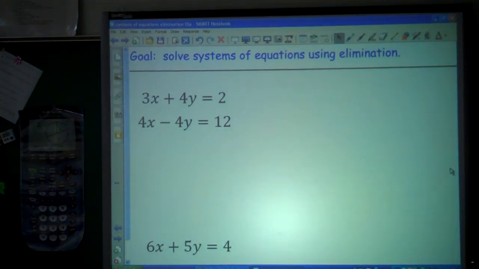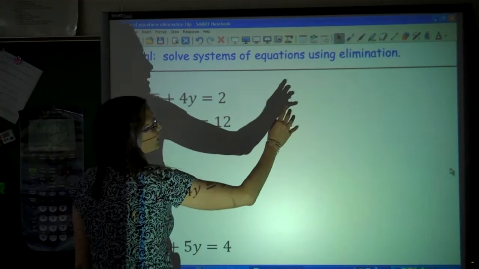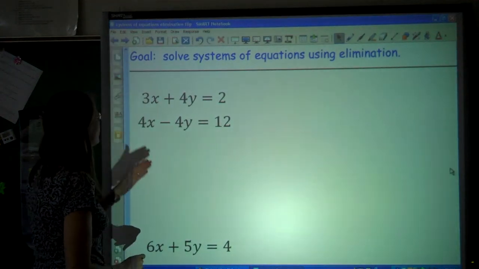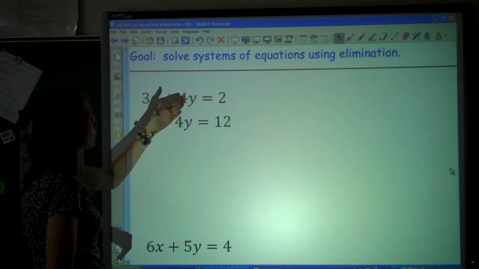Today we'll be solving systems of equations using elimination. Eliminate means to get rid of. So I'm looking for a way to get rid of either one of my x's or my y's.